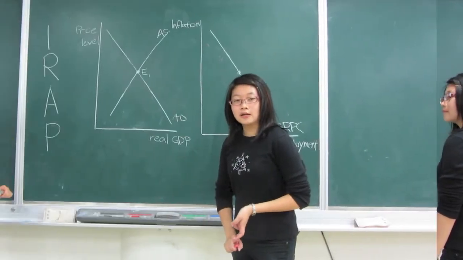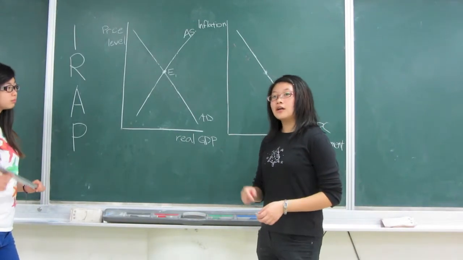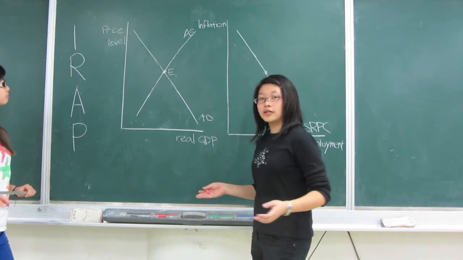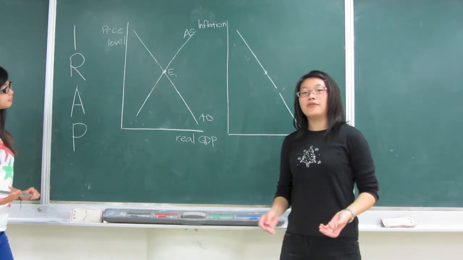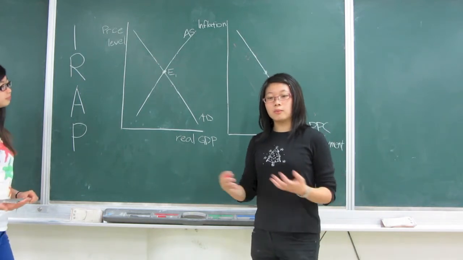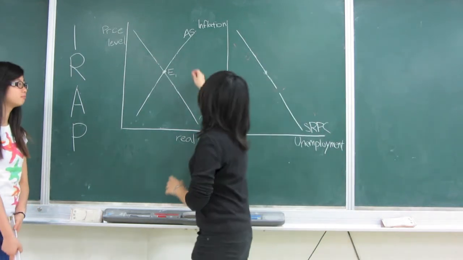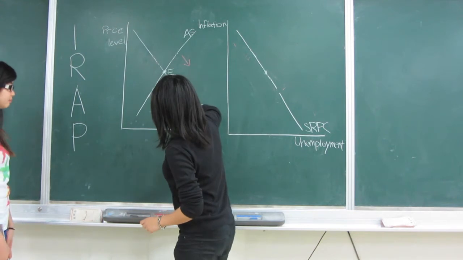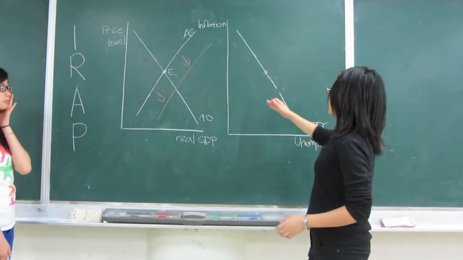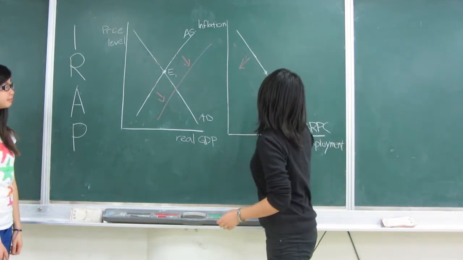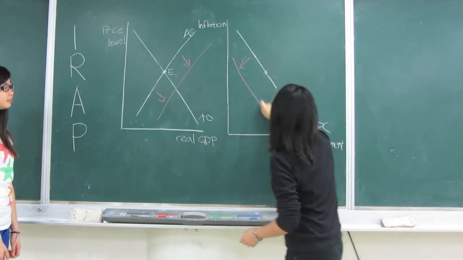The second element of IRAP is R, resource prices. So here, for example, oil prices would drop and then it would take less to make more, so AS would also rise, resulting in a rightward shift in AS, and mirroring this, there would be a leftward shift of SRPC.